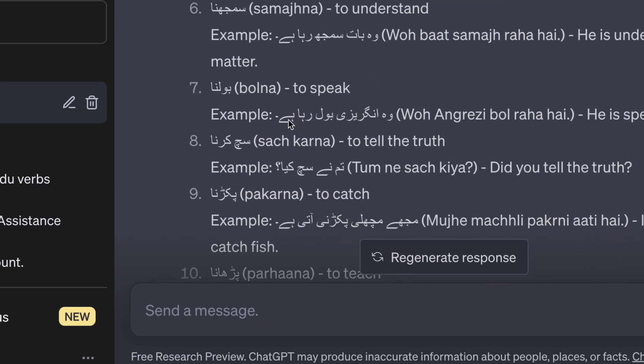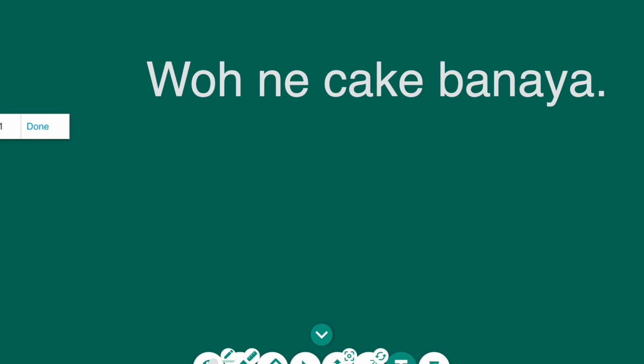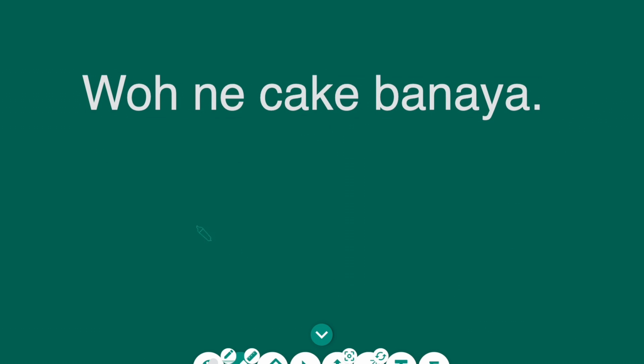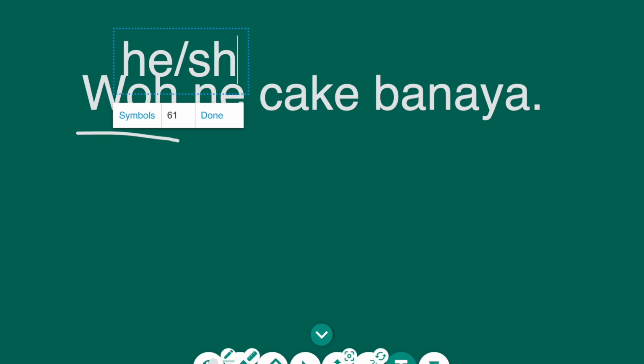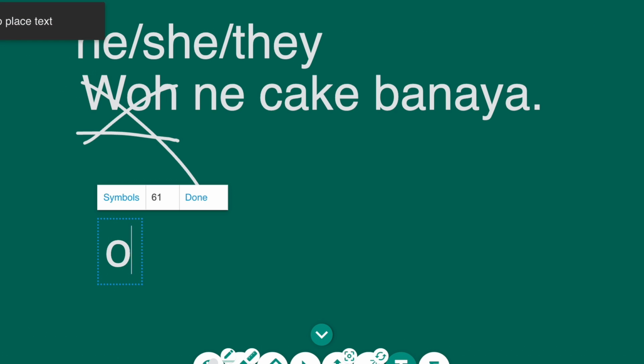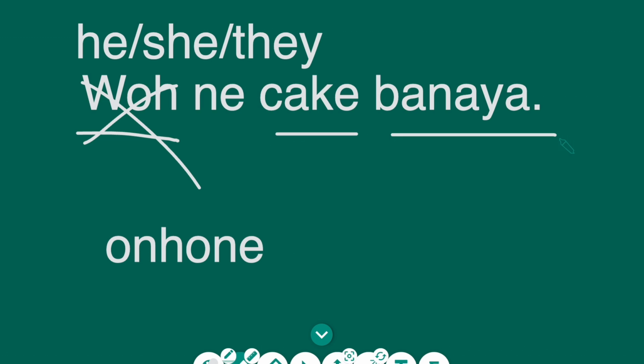Let's take one more sentence. Banana is to make. Write the sentence. Here is the sentence. There is a mistake here. Can you detect the mistake? The mistake is the pronoun, this one. When it comes with the pronoun wo, which is he or she or they, the pronoun wo changes into unho. So it should be unhone. Unhone cake banaya. Cake is masculine, as you can see.